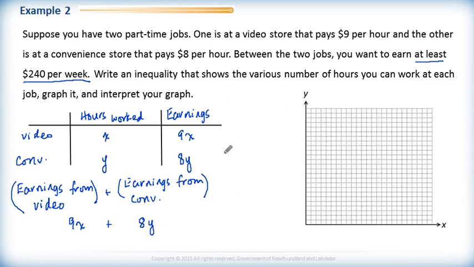Now, we've got to have that at least $240 per week. So that $240 has something to do with it. At least means it can be equal to $240. The question is, should I use the less than symbol or the greater than symbol? At least means it's got to be $240 or more. So we need that greater than symbol. So we really have the inequality 9x plus 8y greater than or equal to 240.